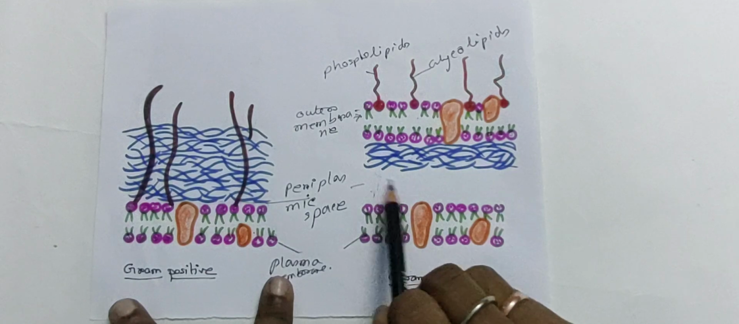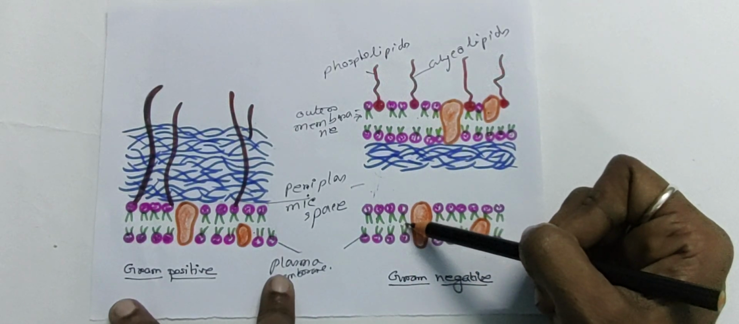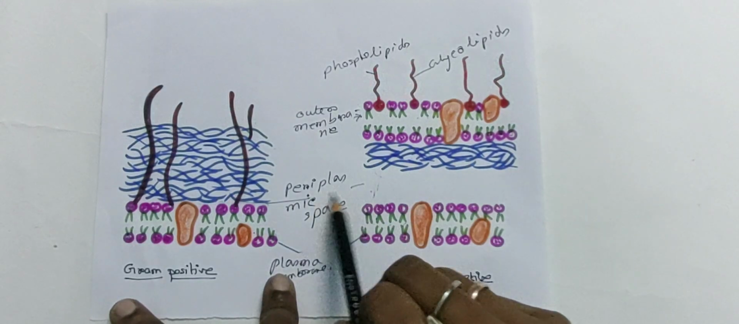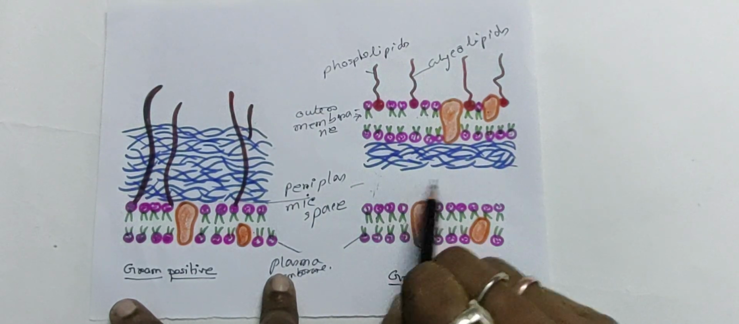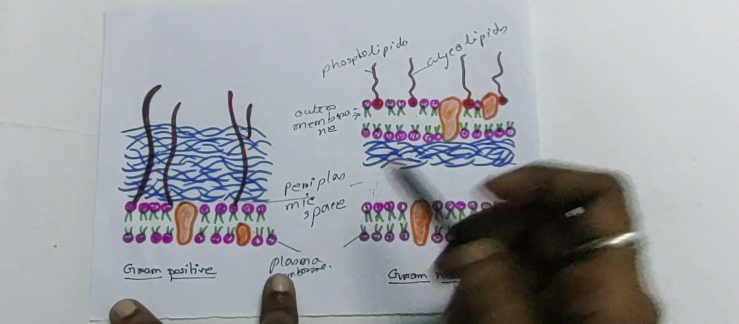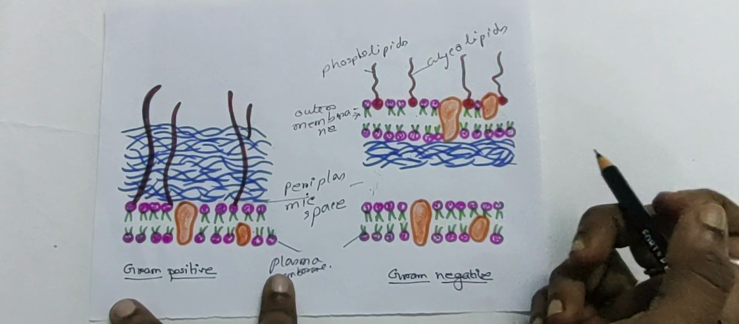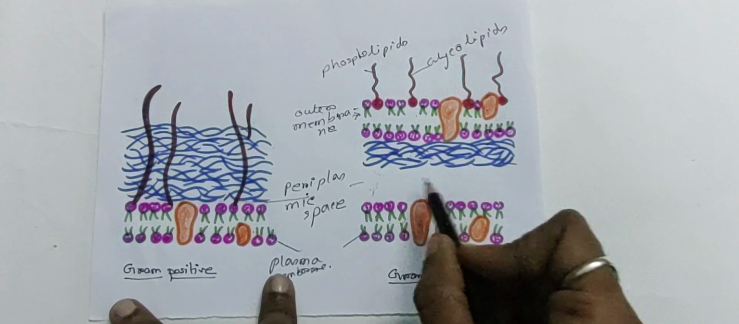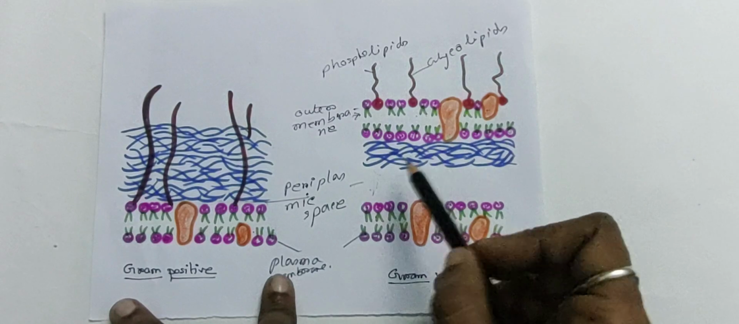Then there is a periplasmic space, a space between the cell wall and the cell membrane. There is a space, that is the periplasmic space, and the liquid present within it is called the periplasm.